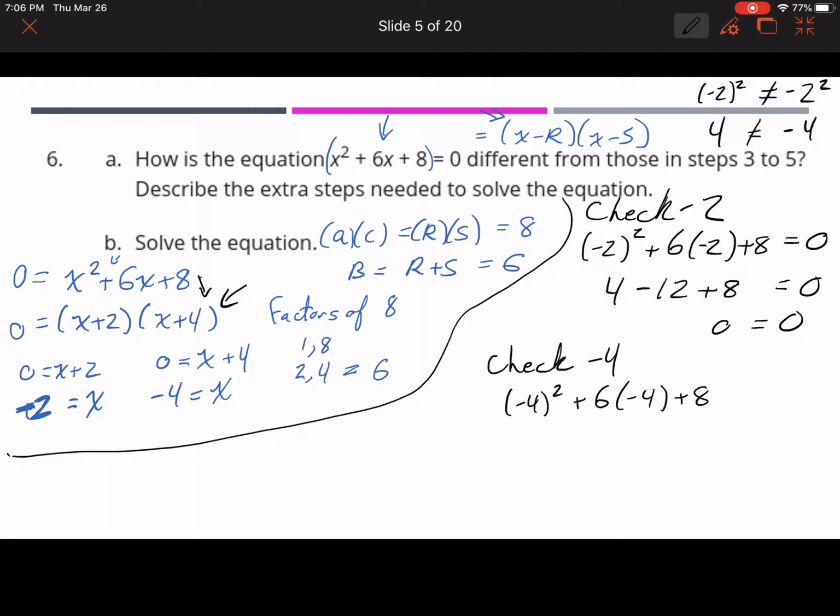So again, using your brackets correctly, you've got 16 minus 24 plus 8. So right side, left side. And again, we end up with 0. So we have double checked. Both our numbers are correct.